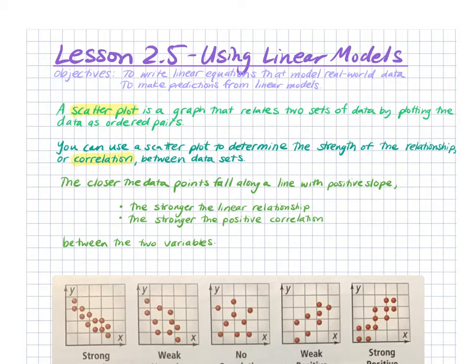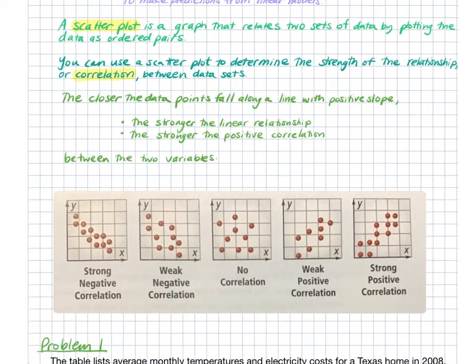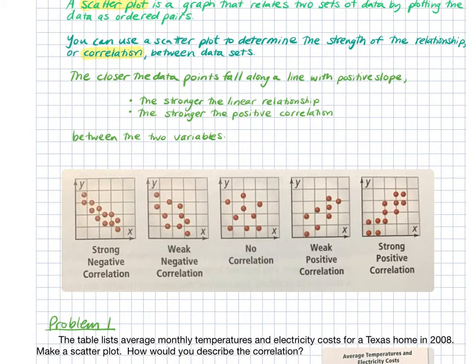And then once you have the data in a graph, you can use the scatter plot to determine the strength of the relationship, or the word correlation. That means the strength of the relationship between the data sets. So the closer that the data points follow along a line with a positive slope, that means that there's going to be a stronger linear relation in the positive direction and stronger positive correlation between the two variables, right?